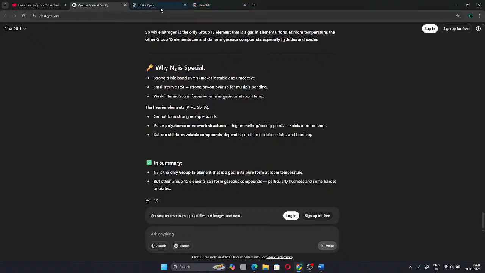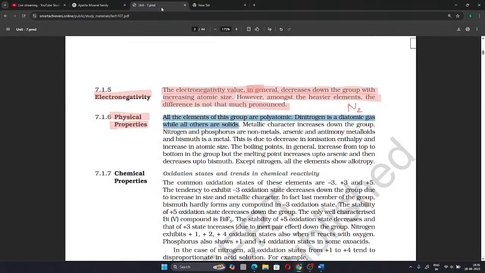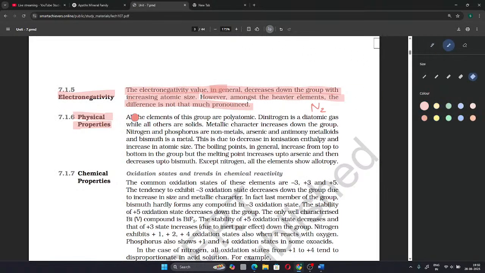Fine. Let's just read. All elements of these groups are polyatomic. Nitrogen is a diatomic gas while all others are solid. Metallic character increases down the group because we see a shift from non-metal to metalloid and metal, so metallic character of course increases down the group. Nitrogen and phosphorus are non-metals, arsenic and antimony are metalloids, and bismuth is a metal. This is due to decrease in ionization enthalpy and increase in atomic size.